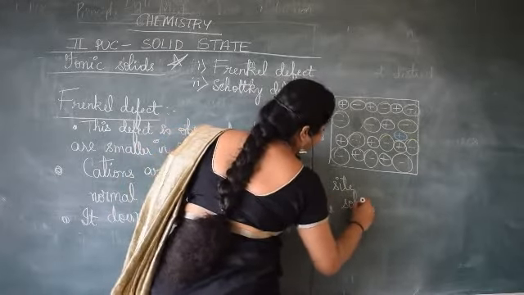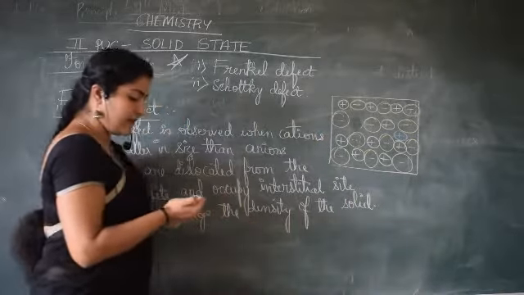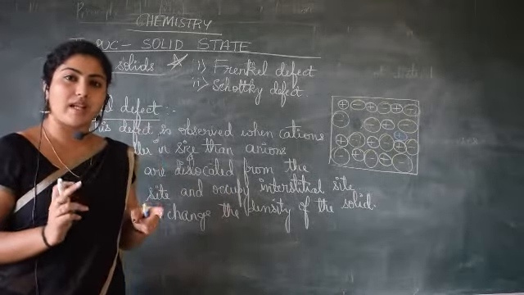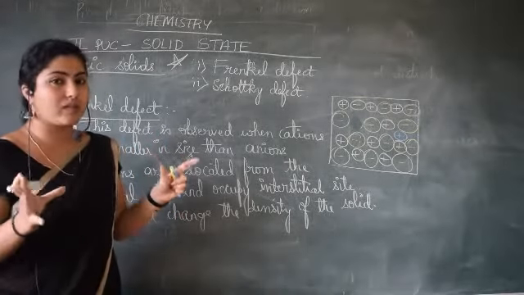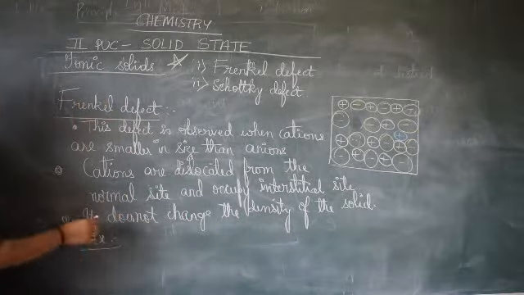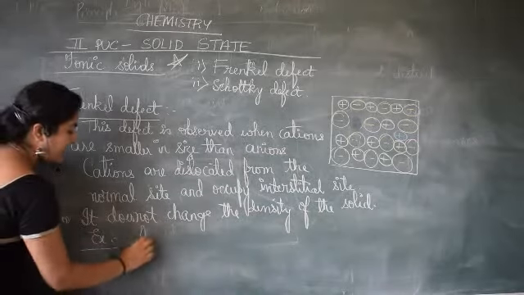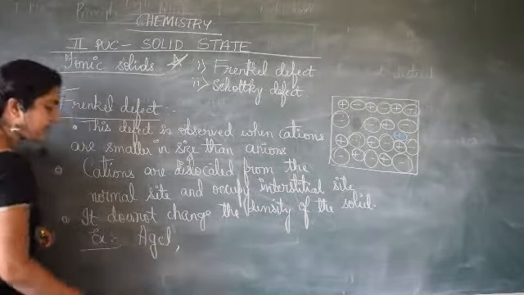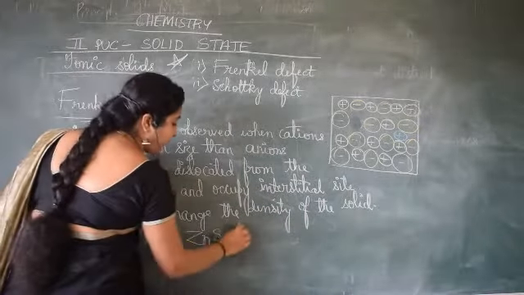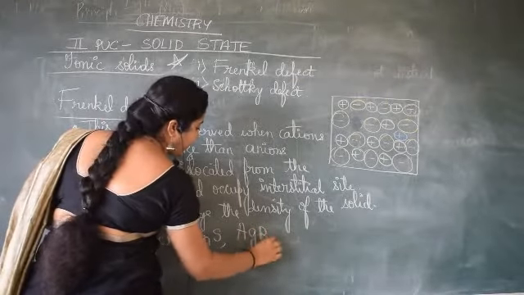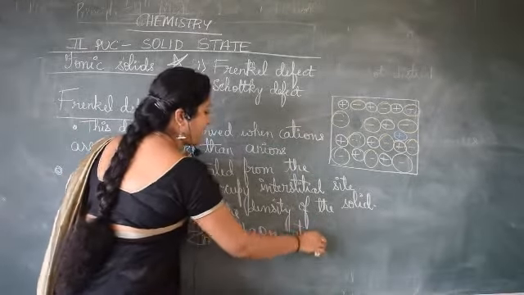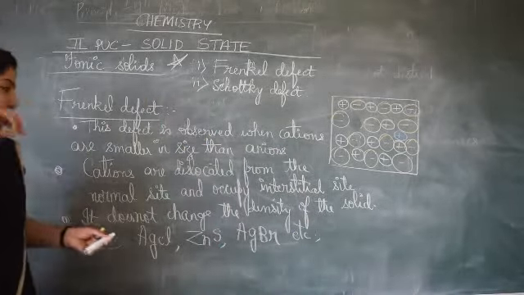Now the examples for the ionic solids that show this Frenkel defect. What is the condition? Cations must be smaller, anions must be larger. So examples for solids that show this type of Frenkel defect are silver chloride AgCl, zinc sulfide ZnS, and silver bromide AgBr. These are the main examples of solids that show Frenkel defect.